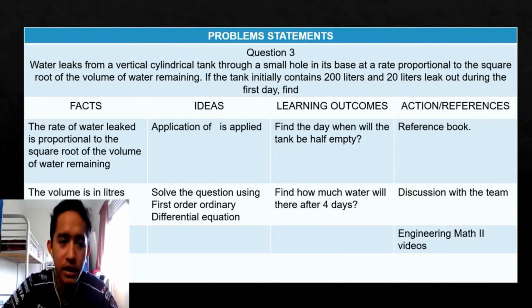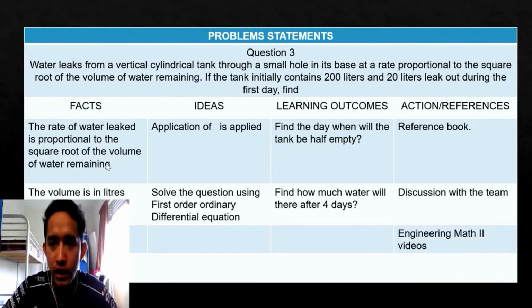We can see the facts here. The rate of water leak is proportional to the square root of the volume of water remaining. So that means the leak of water will be increased. Our volume is in litre, our time is in days, and the tank is vertical cylindrical shape. The idea is we can solve this using the first population method. We can apply that. After that, solve the question using first order ordinary differential equation.